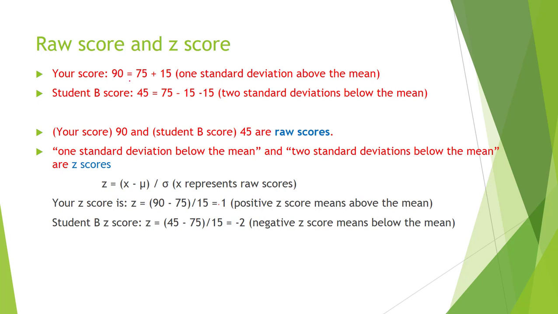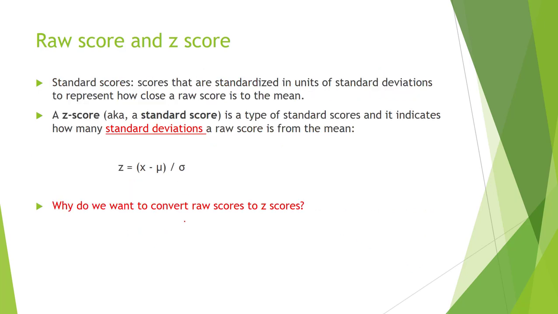If 90 and 45 are the raw scores, here 1 and negative 2 are the z-scores. So you will ask me, what is a z-score? A z-score is a kind of standard score. Let me first give you a definition of standard scores.